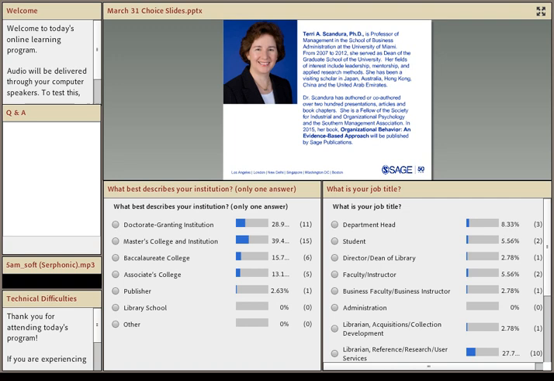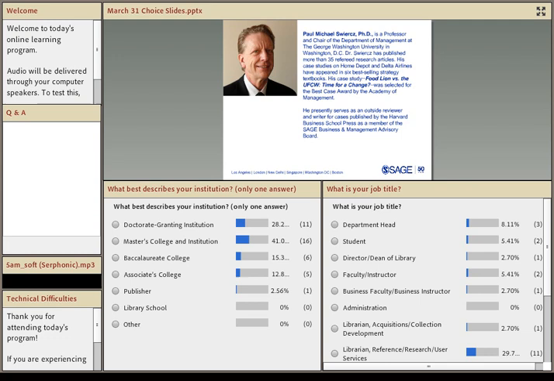Paul Michael Schwiers is a professor and chair of the Department of Management at the George Washington University in Washington, D.C. He has published more than 35 refereed research articles, and his case studies on Home Depot and Delta Airlines have appeared in 6 best-selling strategy textbooks. His case study, Food Lion versus the UFCW, Time for Change, was selected for the Best Case Award by the Academy of Management. He presently serves as an outside reviewer and writer for cases published by the Harvard Business School Press, and he is a member of the SAGE Business and Management Advisory Board.